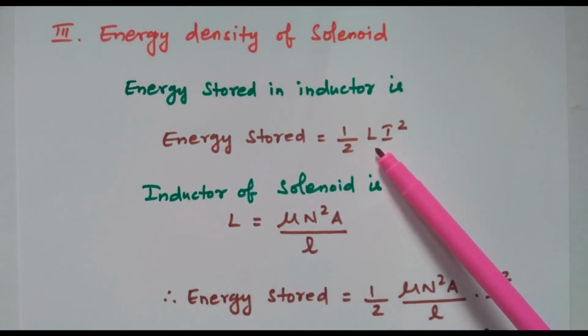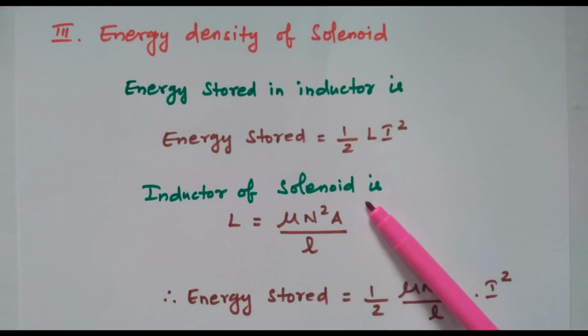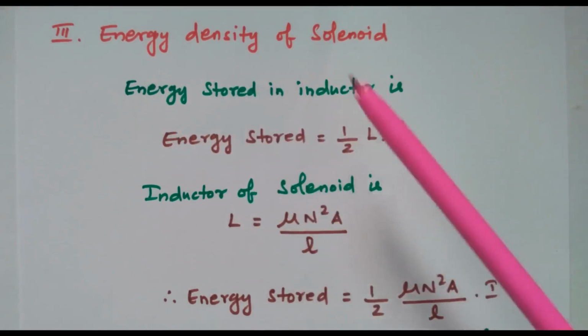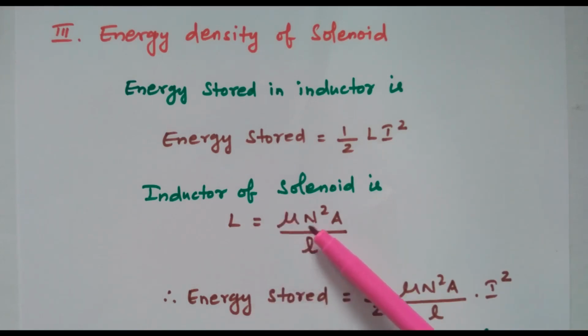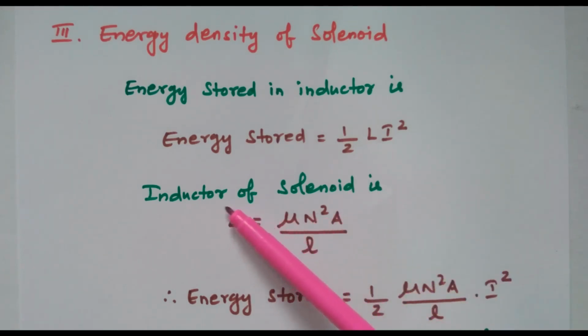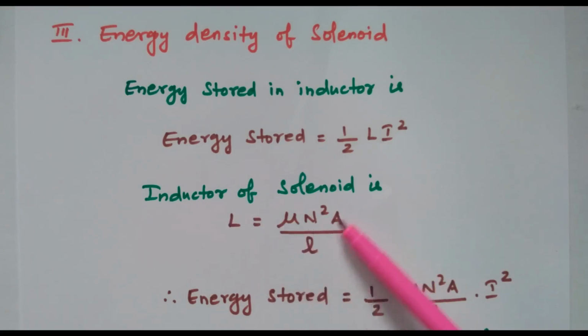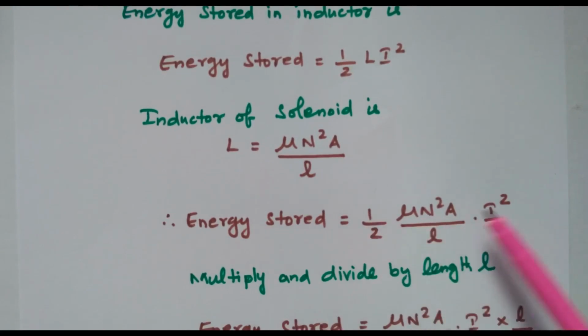In the previous derivation we referred to the general formula, L equals N phi by I. Here we are referring to the inductor of a solenoid, right? Because we are going to find the energy density of the solenoid. So the inductance of the solenoid is mu n square A by l, right? We need to replace the inductor expression with the inductance of a solenoid, mu n square A by l. So energy stored equals half L I square, where L is mu n square A by l, into I square, right?